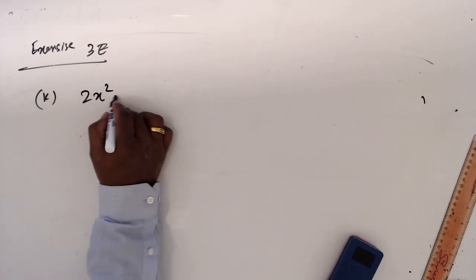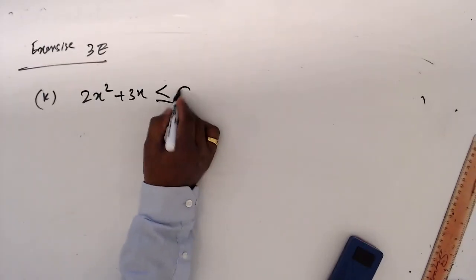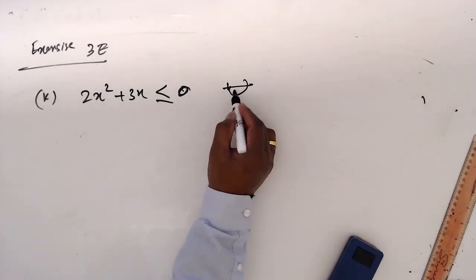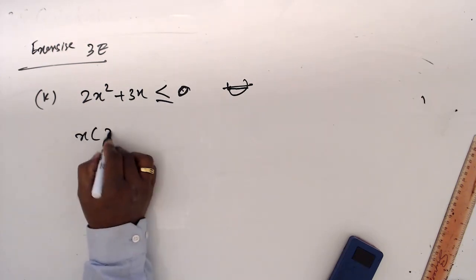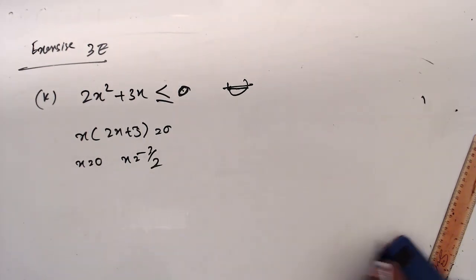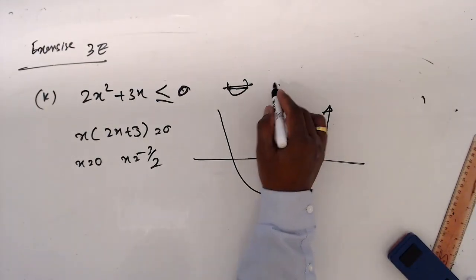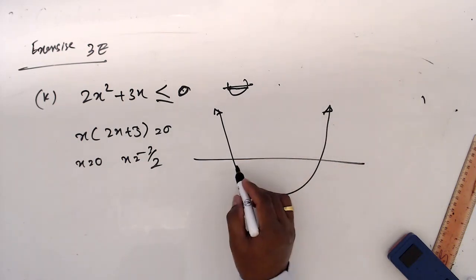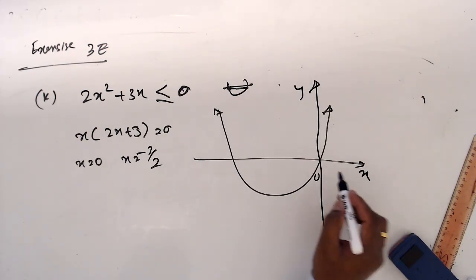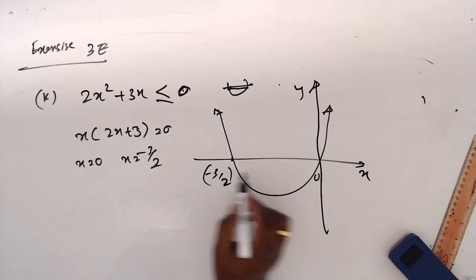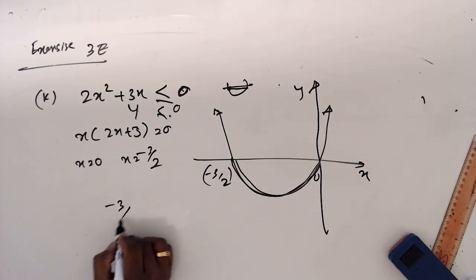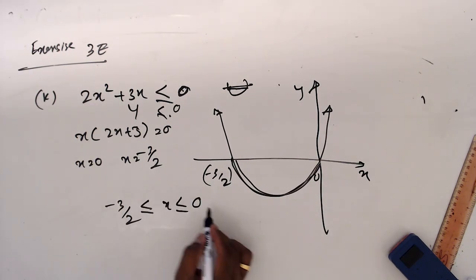2x square plus 3x less than or equal to 0. This is again quadratic, and we are expecting one answer from here to here. x, 2x plus 3 equals 0, x equals 0, x equals minus 3 over 2. This is y, x. This is minus 3 over 2. So y value less than or equal to 0. This is the area you're looking for. So minus 3 over 2 less than or equal to x less than or equal to 0.